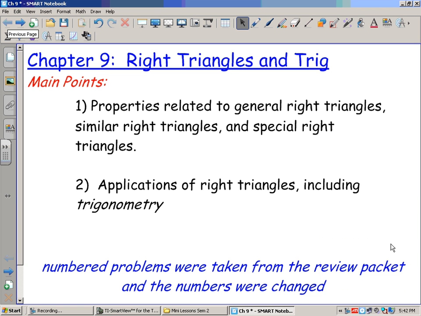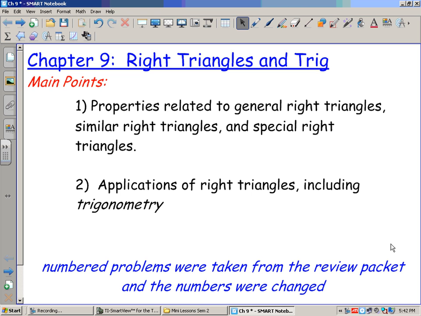This is a mini lesson for chapter 9, triangles and trigonometry. You can read the main points if you'd like. You can pause and read them if you want to know what this is about. And as was true with the last mini lesson, the numbered problems are taken from the review packet, but I've changed the numbers within the problems, so they're not the same as your review packet, but they will guide you as you try those questions in your review.